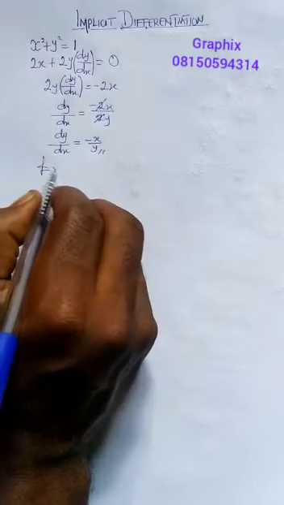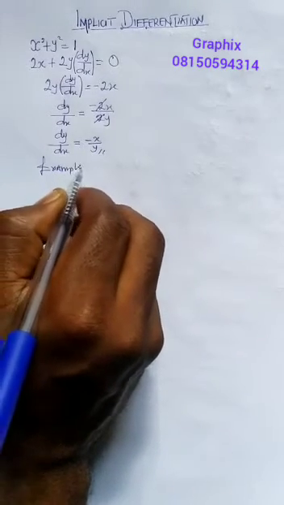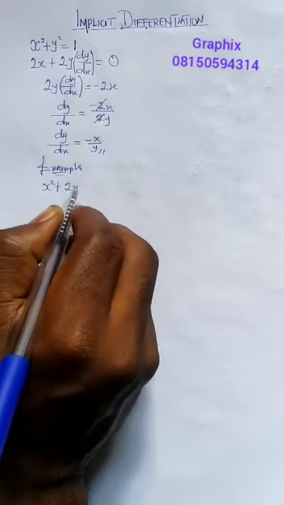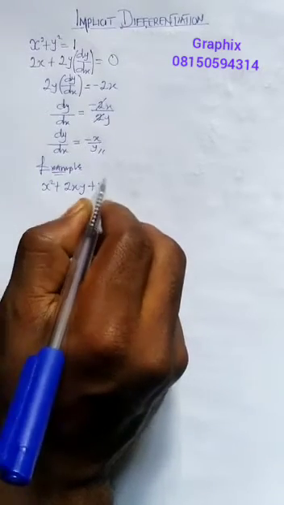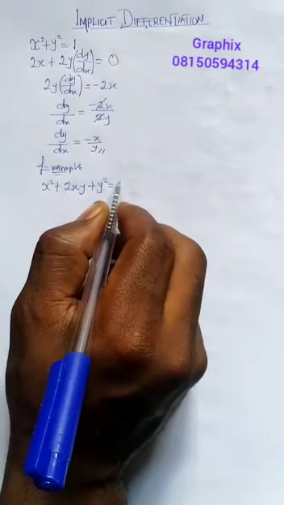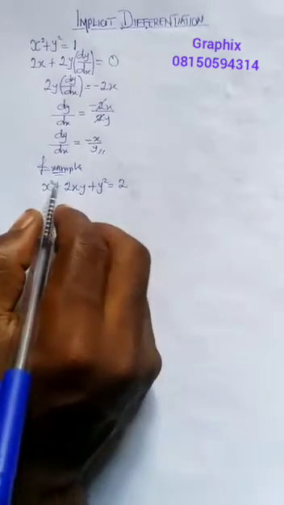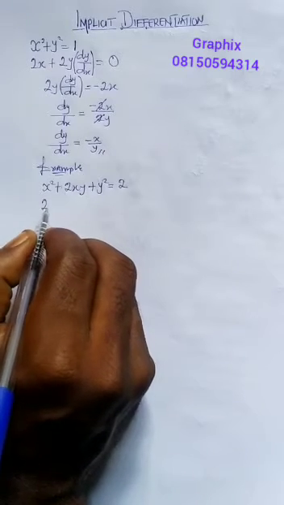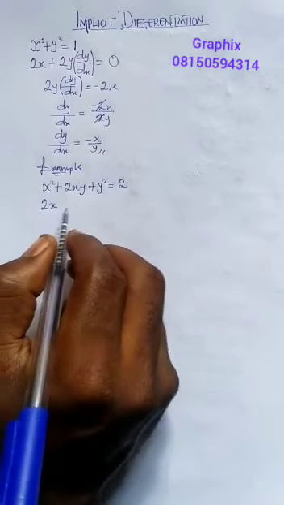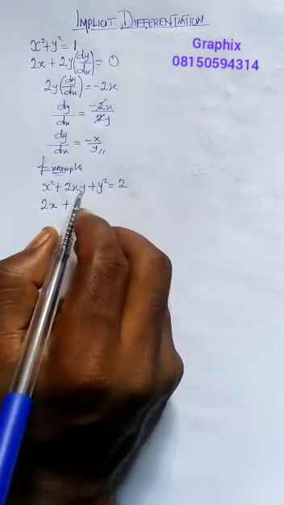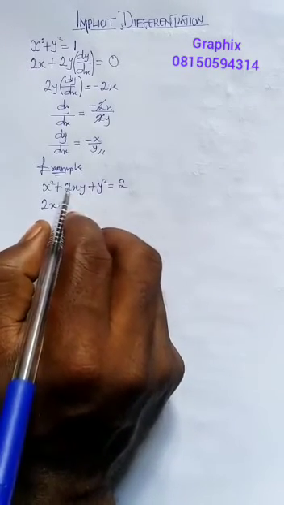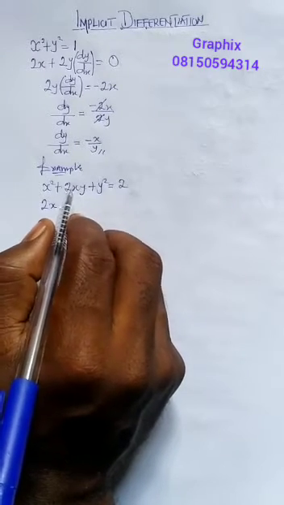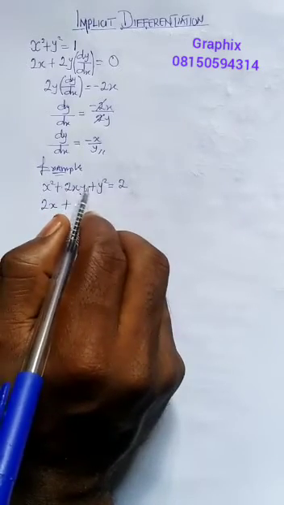So taking another example here. If I have x squared plus 2xy plus y squared equals 2. Now we know if I differentiate x squared, I'm going to have 2x. And also if I differentiate 2xy, now when you look at this, the three of them here are multiplying each other. So either you take 2x as one entity or you take 2y as one entity.